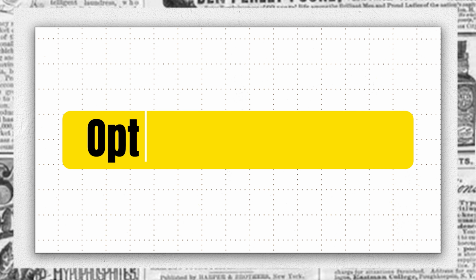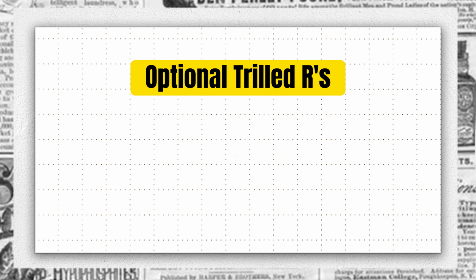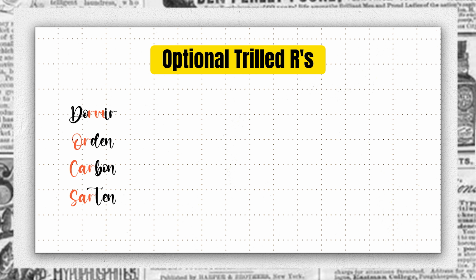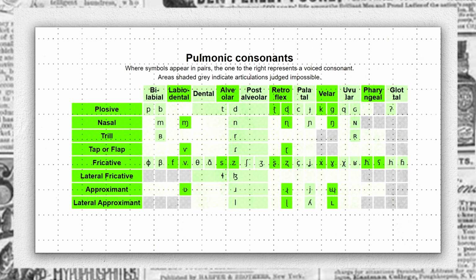Sometimes it's totally up to you if you want to roll your R or not. For example, when the R is placed at the end of a syllable in a word, when the R is placed at the end of a word, or when the R is part of a consonant cluster like BR, CR, DR, FR, GR, PR, or TR.